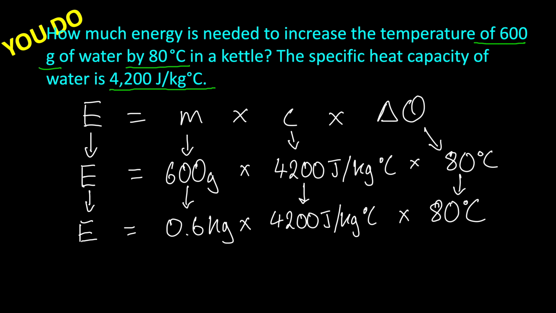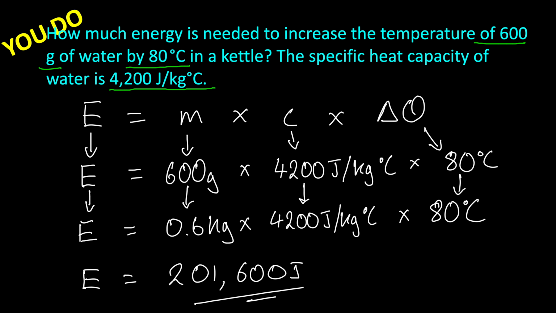Next, we need to enter these values into our calculator and get our answer for energy. We can now calculate that energy is equal to 201,600 joules. Hopefully you got that. That's it for specific heat capacity. Now let's move on to specific latent heat.